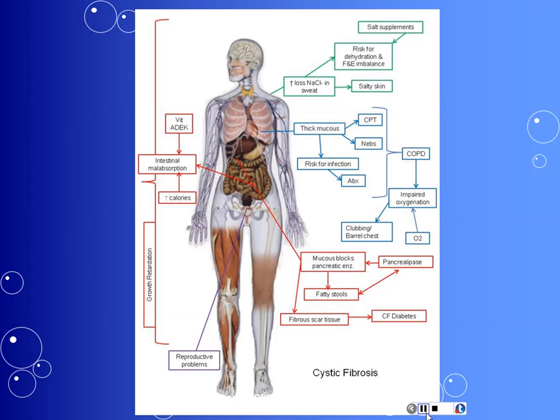What questions do y'all have overall about CF? I know your head's spinning.